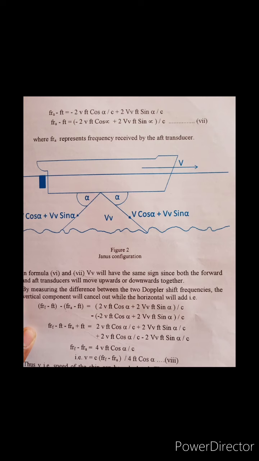Here what we have done is taken c as common and also the subtraction sign as common, so we get this formula. I can't explain this in more detail. Whatever I could, I have explained in these numericals. You need to memorize these things. This is the figure of how a Janus configuration system looks.